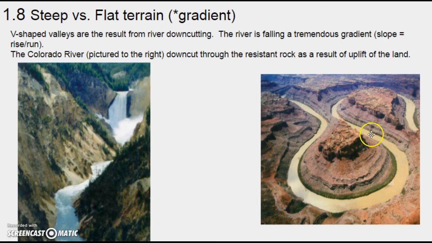But the Colorado River here, here's a picture I want you to pay attention to. This is kind of a unique situation. It downcuts through the resistant rock, not because of the steep gradient, but because the land was uplifted beneath the water itself. So water does the cutting as the land itself was uplifted.